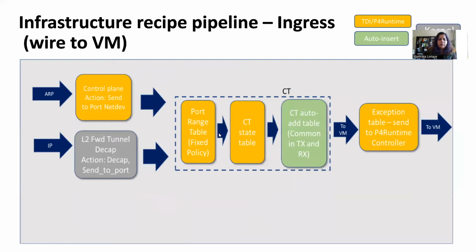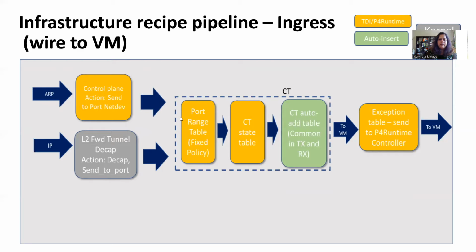The RX looks very similar, except that the packet is going to the VM here. So the packet needs to be decapped, and there's no routing in this case. So the ARP packet, as is, will use the control plane table and send the packet to the port netdev into the VLANs, which are hooked into the OVS for our case for ARP processing. And then the IP packets here are supposed to be decapped.